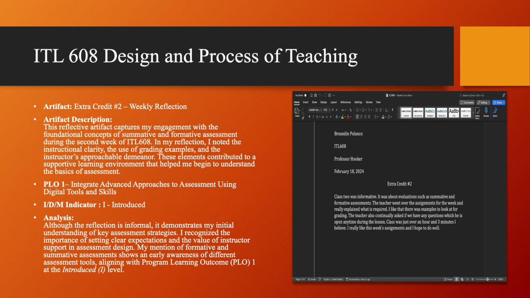The next artifact in discussion comes from ITL 608. And this artifact was an extra credit assignment. The assignment was a weekly reflection. My reflective artifact captures my engagement with foundational concepts of summative and formative assessments during the second week of ITL 608. In my reflection, I noted the instructional clarity, the use of grading examples, and the instructor's approachable demeanor. These elements contributed to a supportive learning environment that helped me begin to understand the basics of assessment.